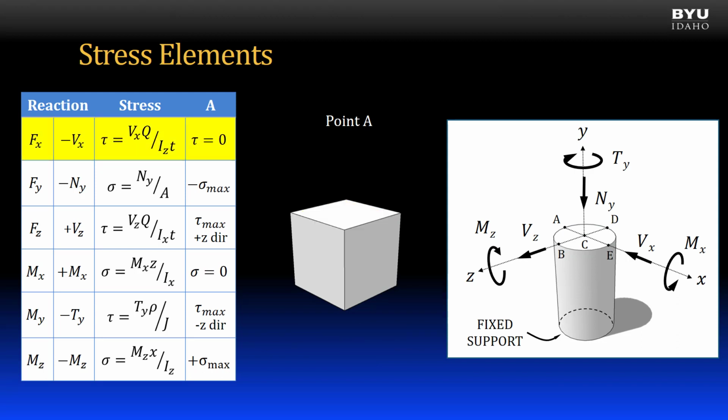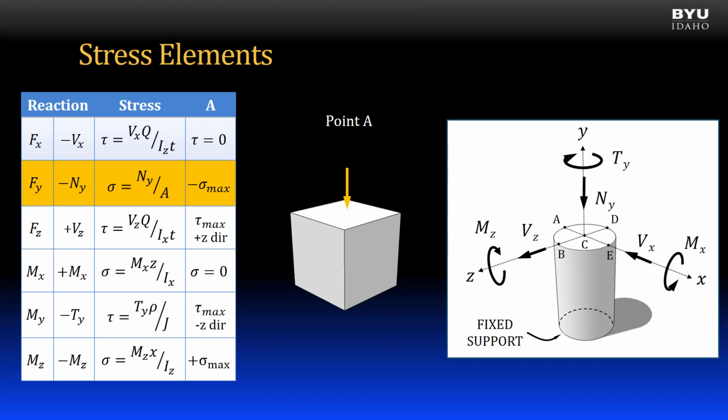Now I will go through the stresses one at a time and show them on the stress element. The first item is the shear force in the x direction. Point A feels no shear stress from this force, so I add nothing to the element. Next is the normal force acting in the y direction. It causes compression at point A, so I show it as an arrow pointing into the top face of the element. I would also show its magnitude.